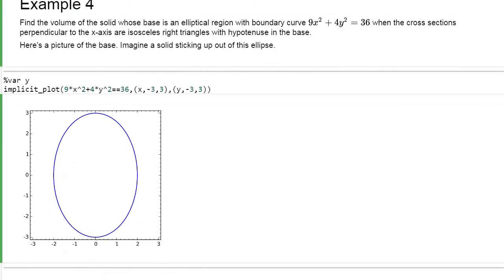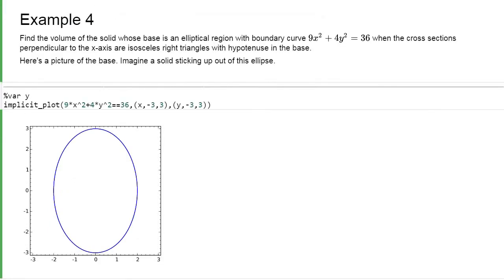Okay, here's one that's not a simple figure that you learned about in geometry. So I have a solid whose base is this ellipse. I have an elliptical region with boundary curve 9x squared plus 4y squared equals 36. That's what I'm looking at right here. Here's my ellipse. Imagine this is all filled in. That's the base of the solid.